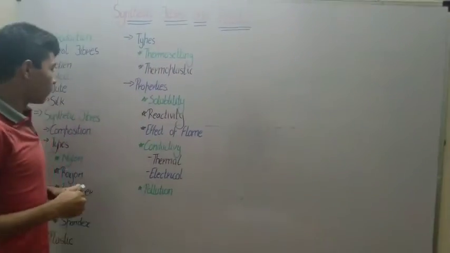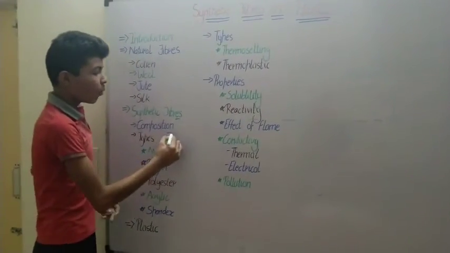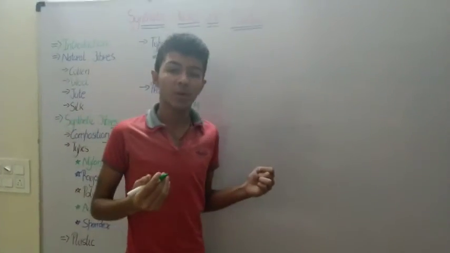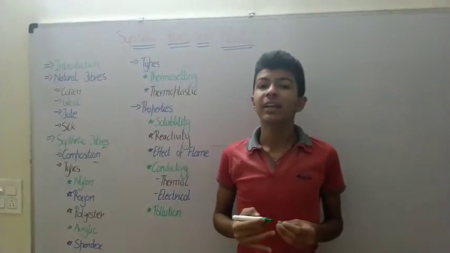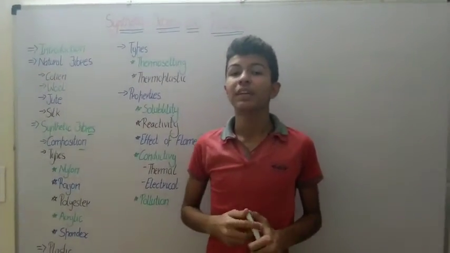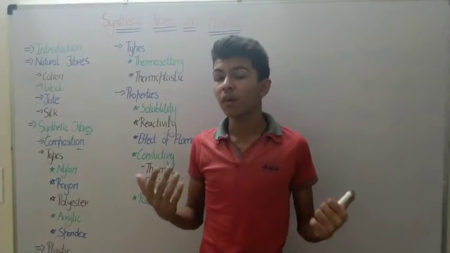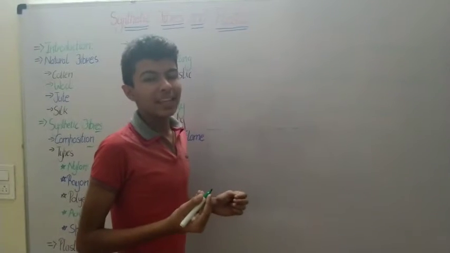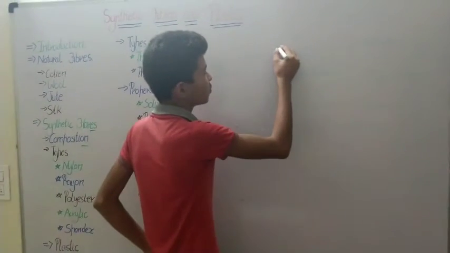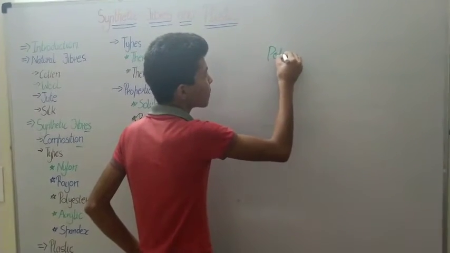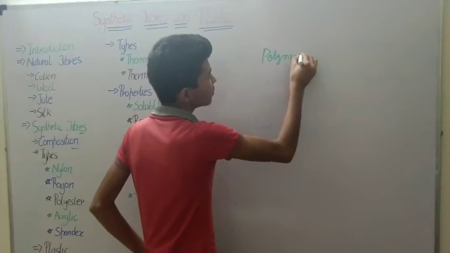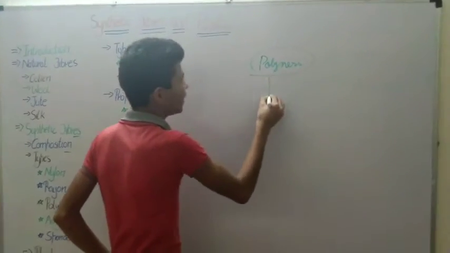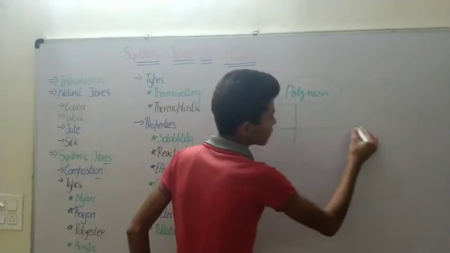So this is how synthetic fibers are made. Now what is the composition? They have monomers, arranged in different types of formats to give rise to different types of synthetic fibers and plastics. Mainly they are classified into three types. Polymers form three different types of patterns.